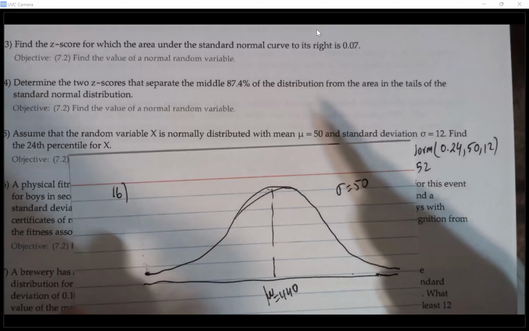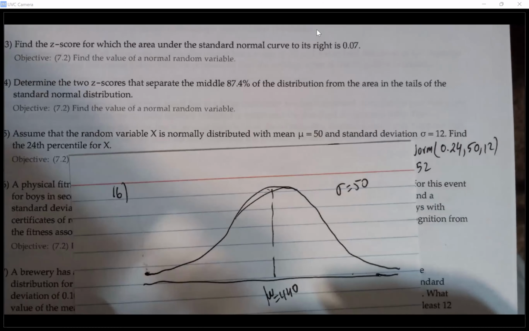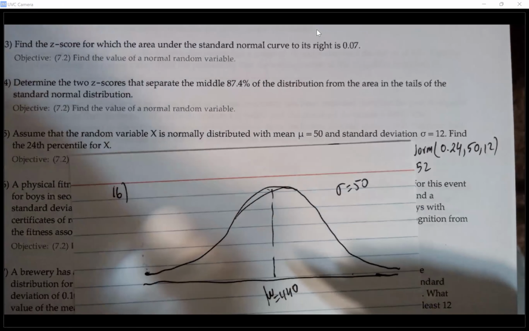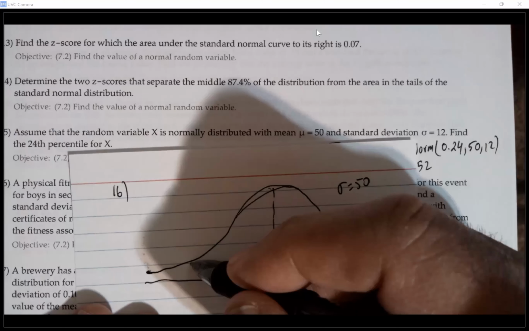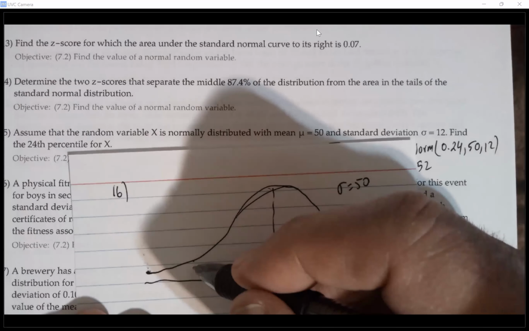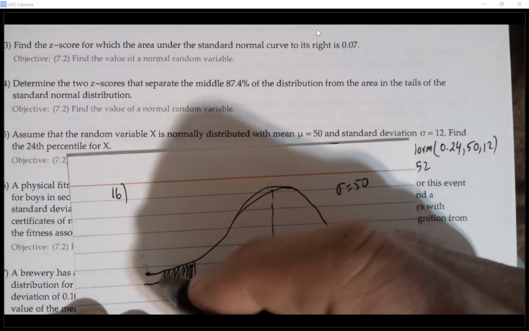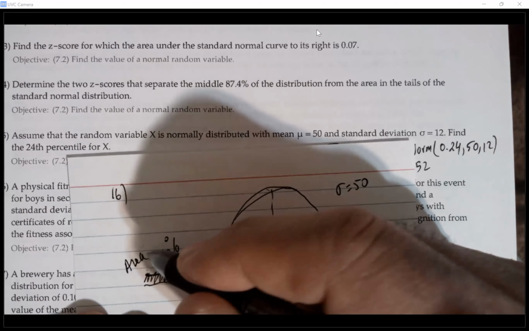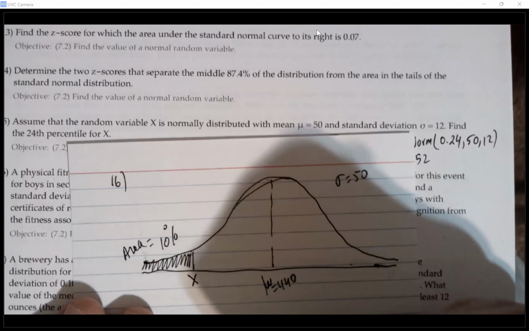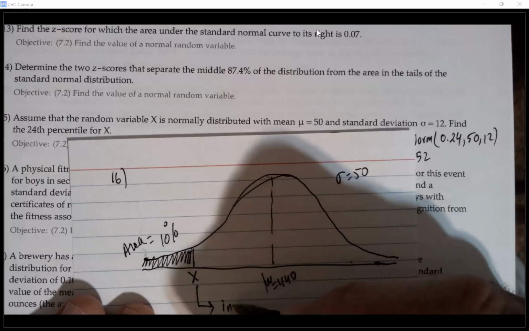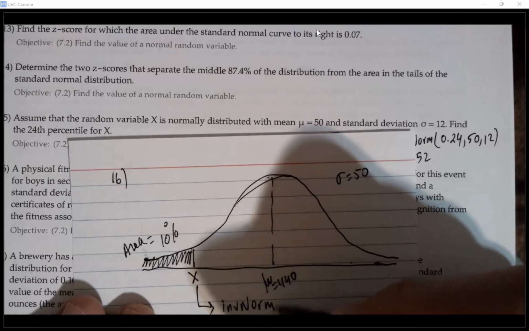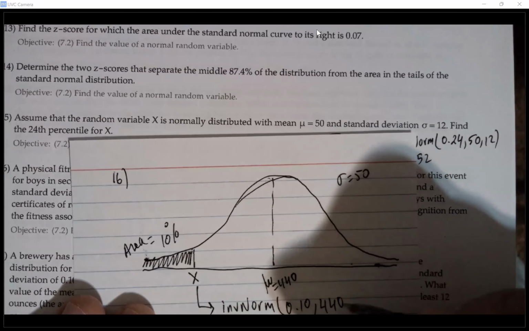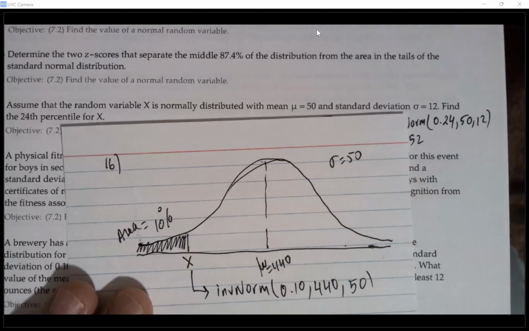Although top usually goes to the right, but for a race, the lower the time, the better. If you finish the race in less time, then you're better. So it's going to be fastest, so the ones who finish in less time. So we're going to shade the 10% right here. That's the area. And that's the X that we need. And in order to find the X, you go to inverse norm. You put 0.10, which is the area. You put the mean, which is 440, and you put the standard deviation, and that should give you the X value.